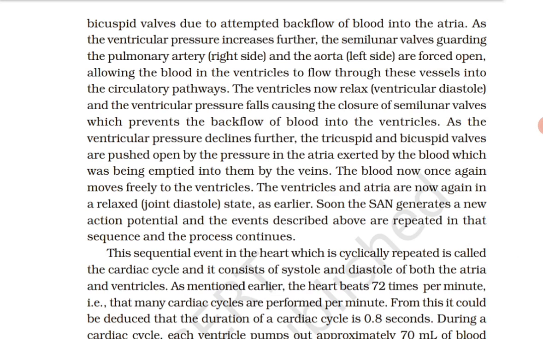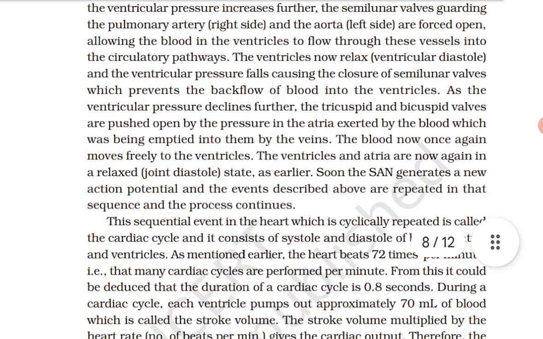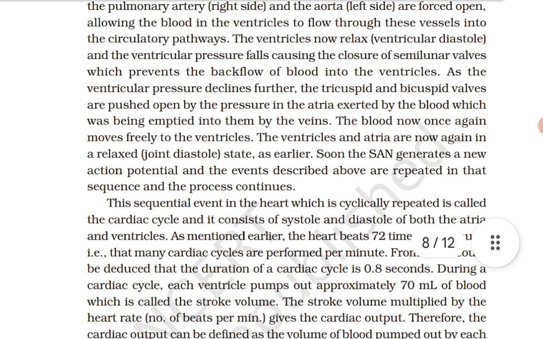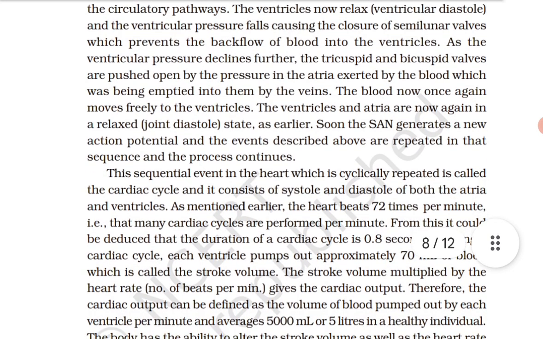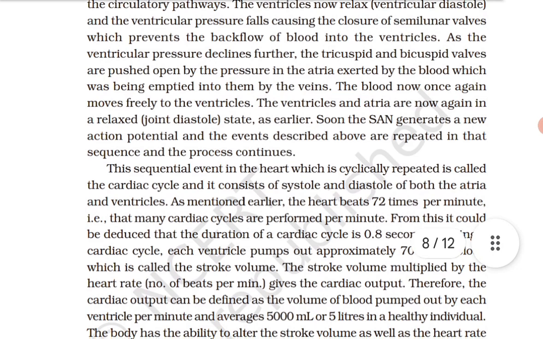The nodal musculature has the ability to generate action potential without any external stimuli, that is, it is auto-excitable. However, the number of action potentials that could be generated in a minute varies at different parts of the nodal system.